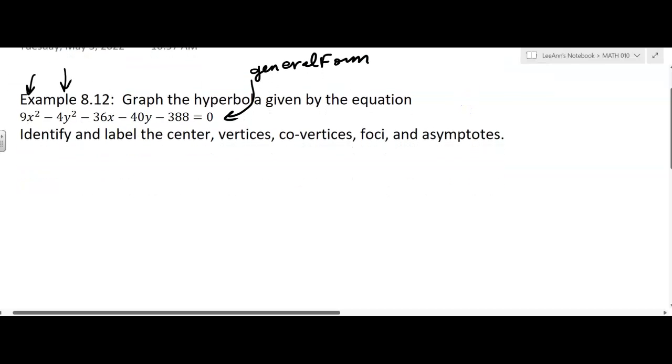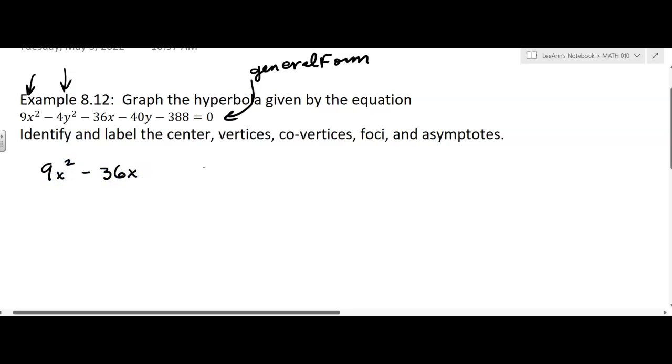When we get this all done, then they want us to graph it and find the center, vertices, covertices, foci, and asymptotes. The graph paper for this is on the next page, so I just didn't have enough room, I found. All right, what we have to do is the completing the square like we did with the ellipse. So we did a problem similar to this with an ellipse.